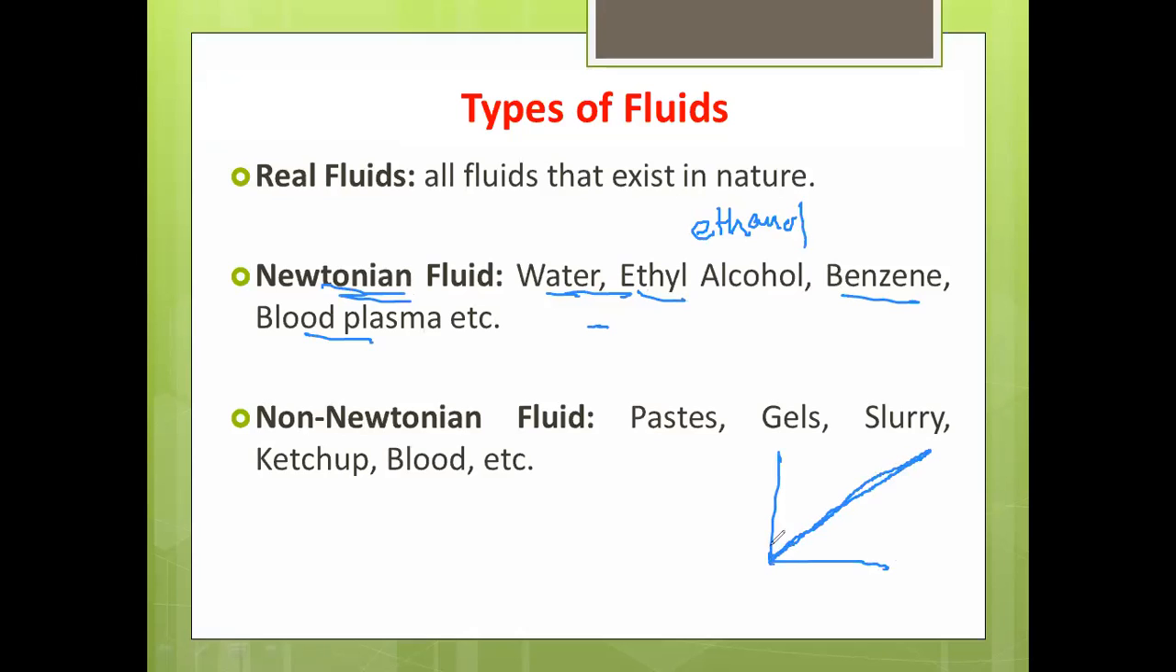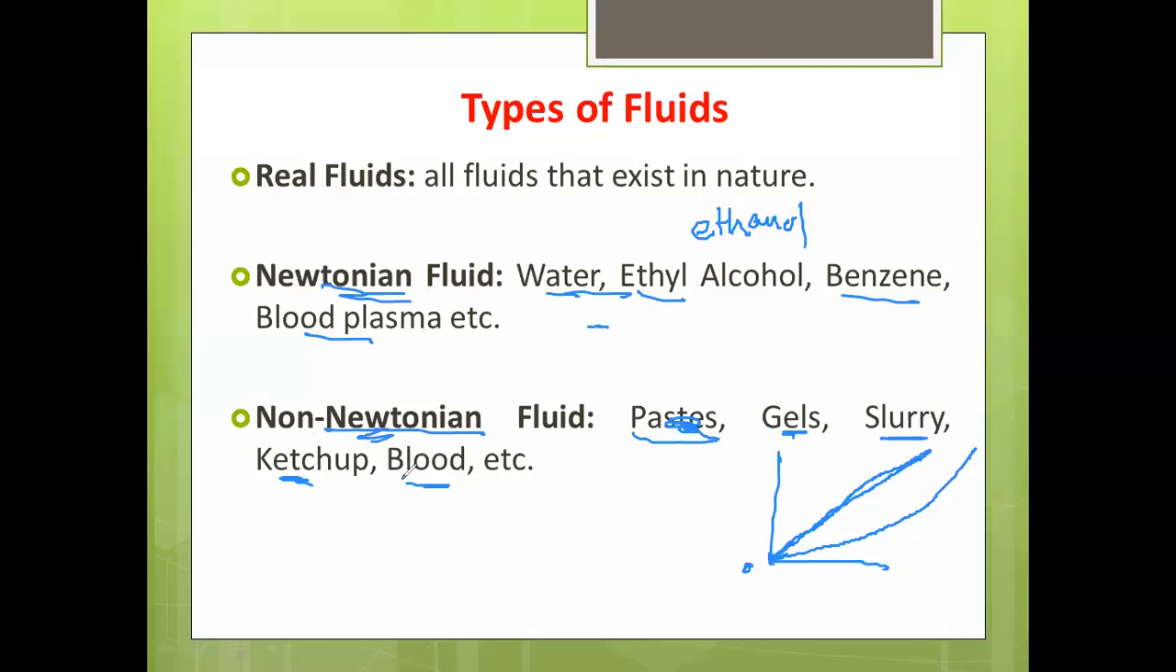But in case of non-Newtonian fluid, shear stress is not directly proportional to rate of shear strain. You will not get the straight line which is passing through the origin. What are the examples of non-Newtonian fluid? All types of pastes, gels, slurry, then ketchup, blood. These are the examples of non-Newtonian fluid.